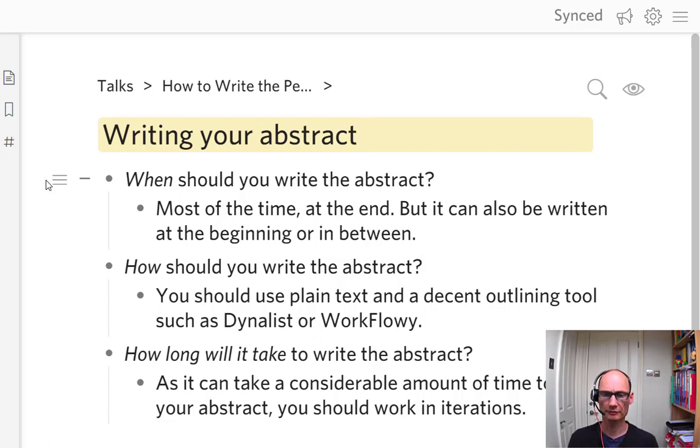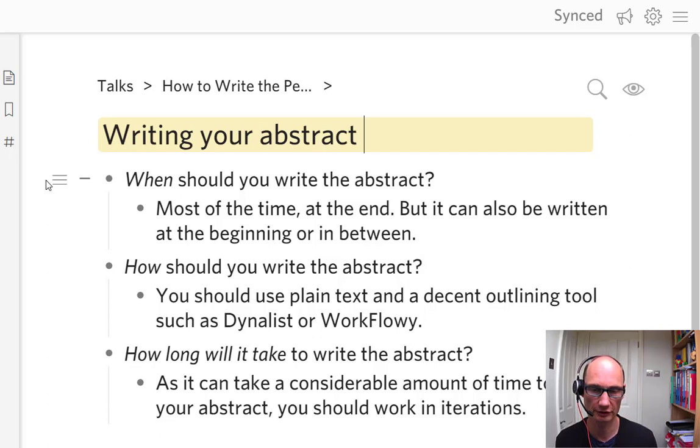How would you write the abstract? Well, I would recommend content over format, so just focus on plain text, use a plain text editor, or even better, use a decent outlining tool such as the one I'm using here, which is Dynalist. There's Workflowy as well. They both have their advantages and disadvantages. They're both great tools to use for abstract writing.